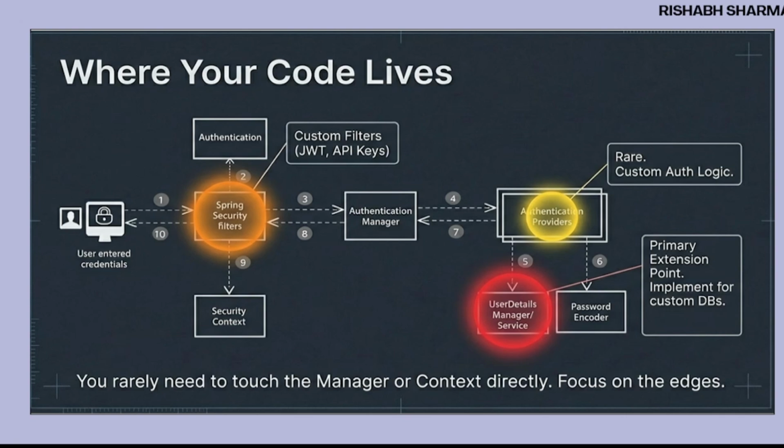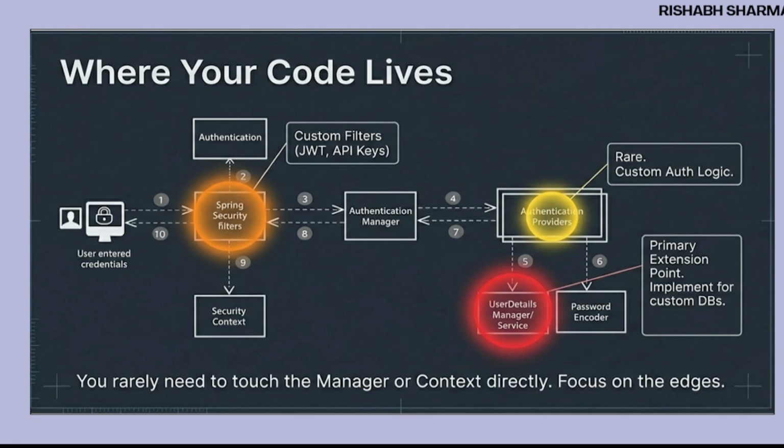The next is your UserDetailsService or UserDetailsManager. This is the most common extension point for backend developers. If you have a custom user schema, custom role tables, a multi-tenant database, or an external IDP, you implement UserDetailsService, and Spring Security calls your implementation automatically. You don't manually wire it into every request. You just provide the bean and the framework handles the orchestration.